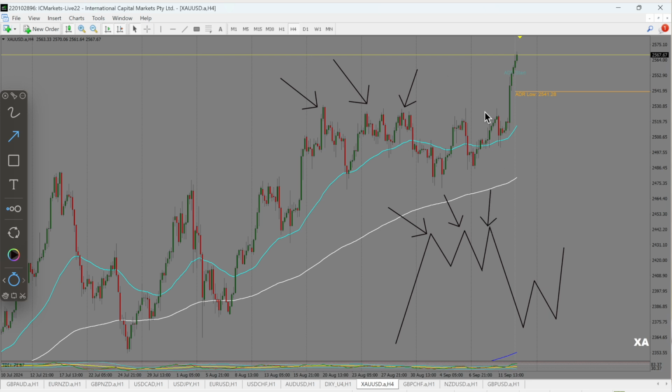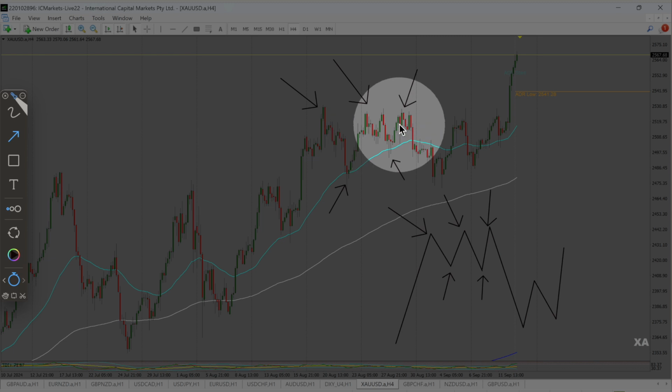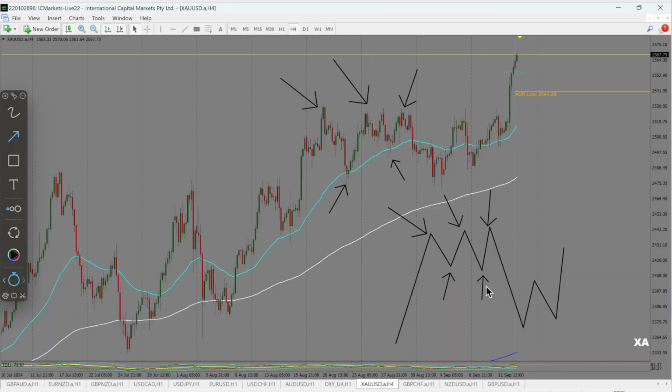Remember, these were M's on the H1 time frame, and this right here is represented by that, and this right here is represented by that. Then this whole move right here, I'm just going to highlight it. This whole move right here is represented by this whole move right here. So that means that W there is represented by this, and that M there is represented by that, and that W is represented by that.